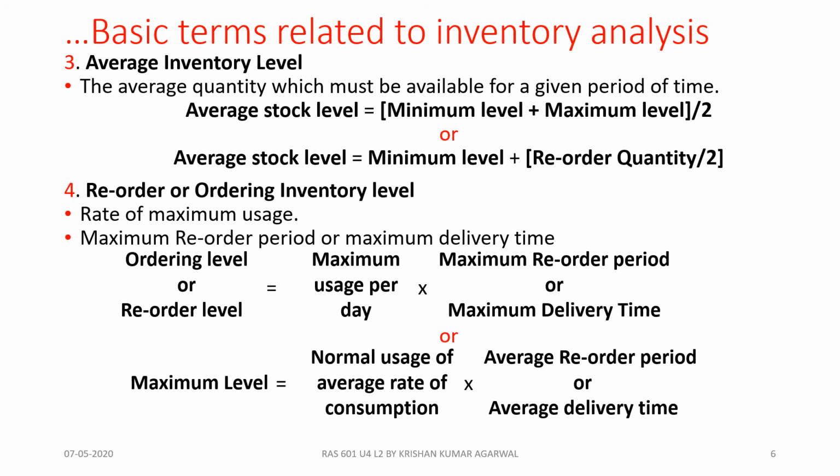Next, we will see the average inventory level. As the name suggests, it is the mean value between the maximum and minimum inventory level. This is the average quantity that must be available with the manufacturer for a given period of time. It can be calculated by taking the summation of the minimum and maximum levels of inventory and dividing by 2. It can also be calculated using the formula: the minimum level plus the average of the reorder quantity, or half of the reorder quantity.